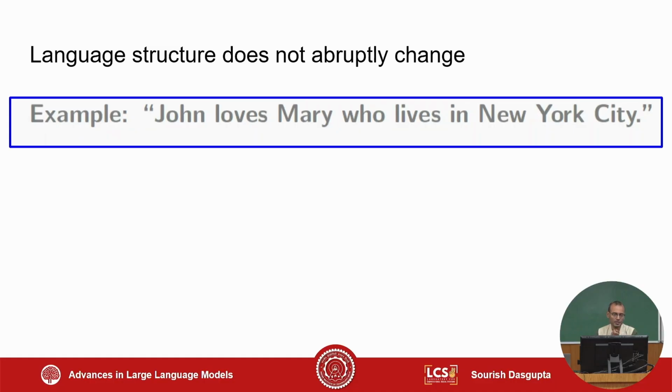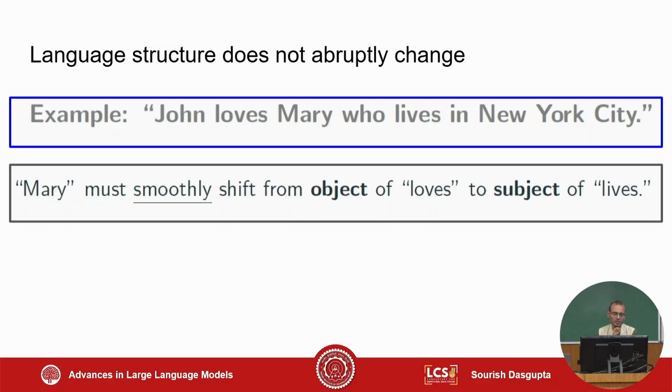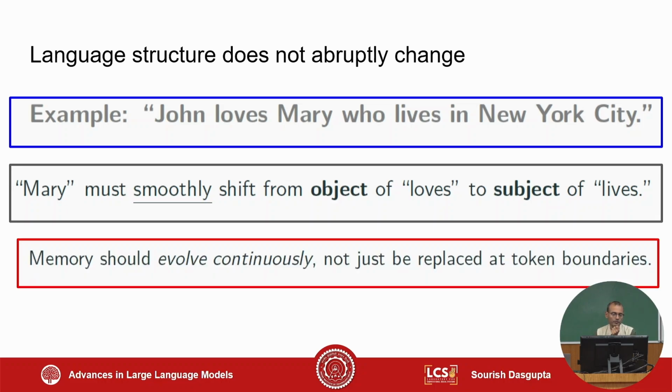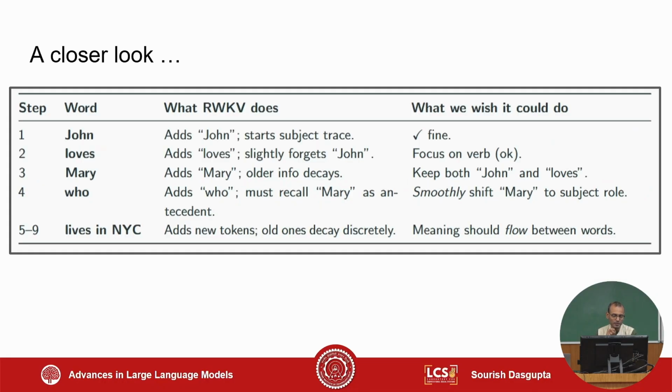Language structure does not abruptly change. So that's the idea. Mary must smoothly shift from the object of loves to the subject of lives. So memory should evolve continuously, not just be replaced at token boundaries, right?